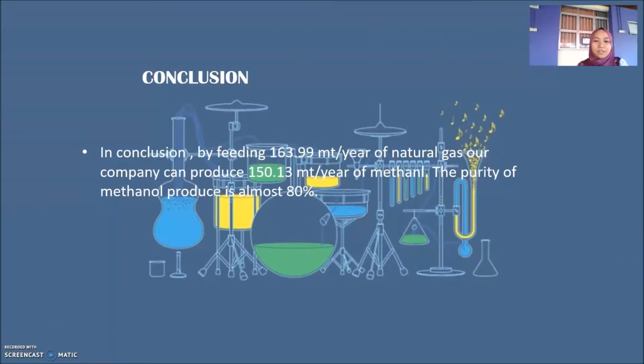In conclusion, by feeding 163.99 metric tons per year of natural gas, our company can produce 150.13 million tons per year of methanol. The purity of methanol produced is almost 80%. That's all.